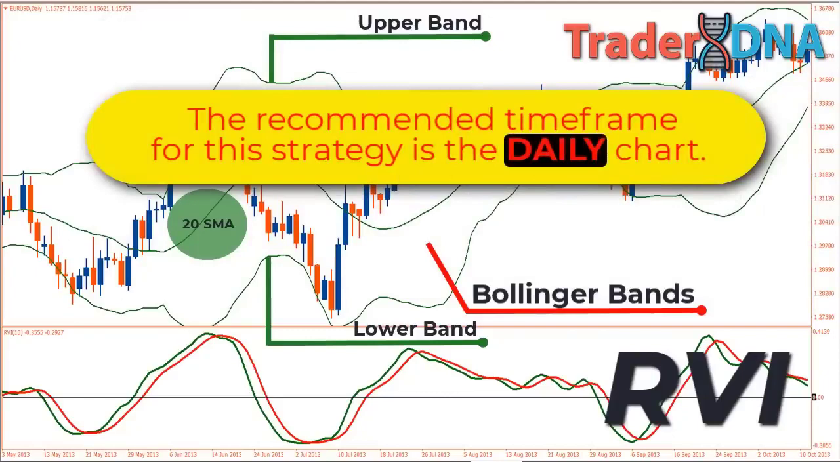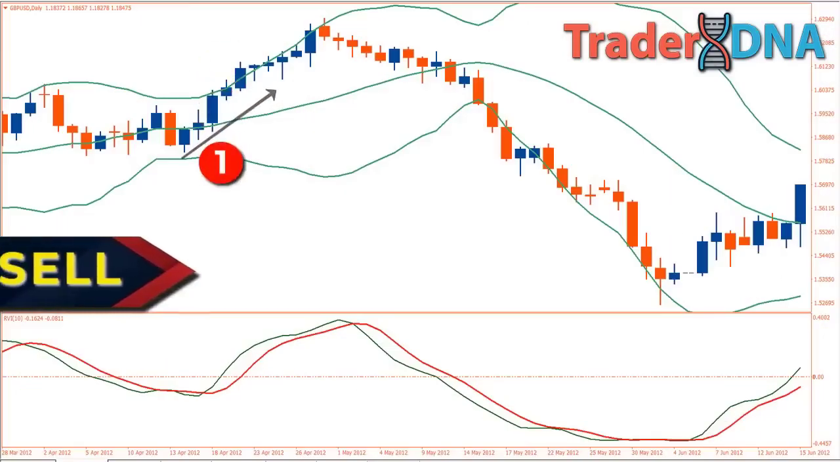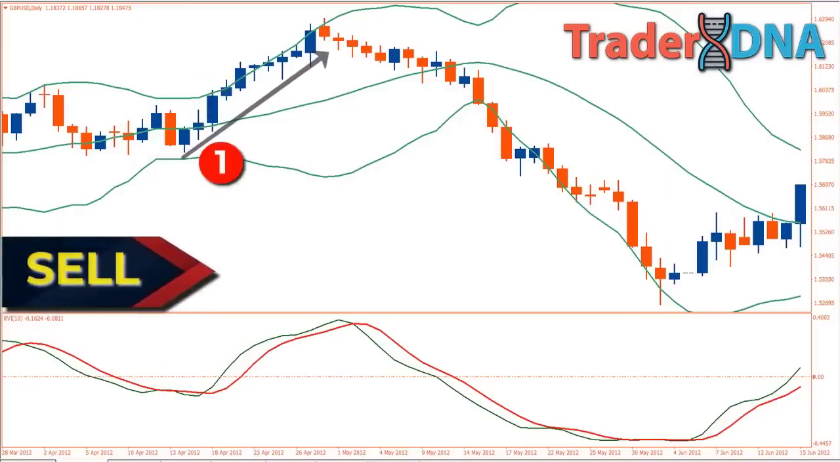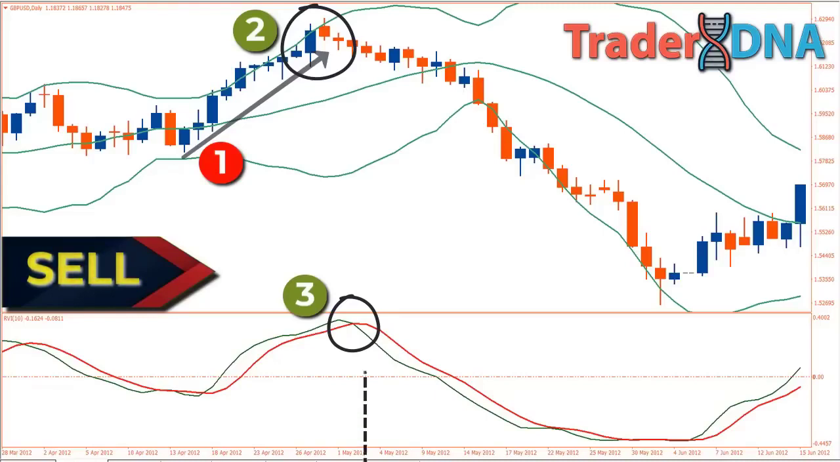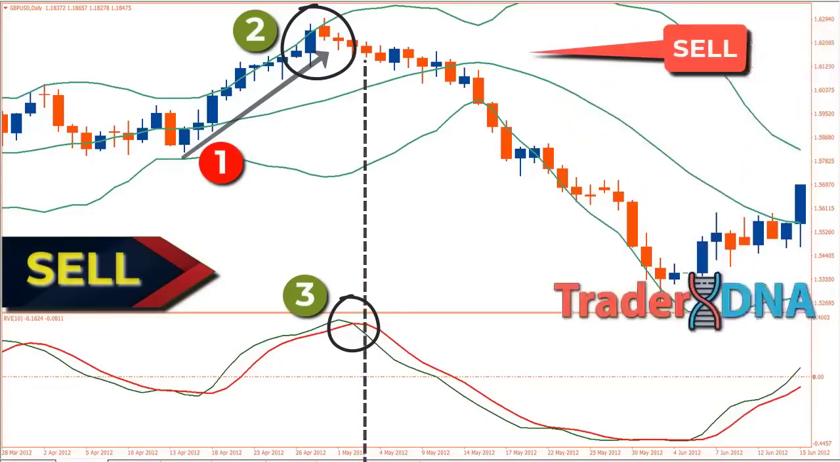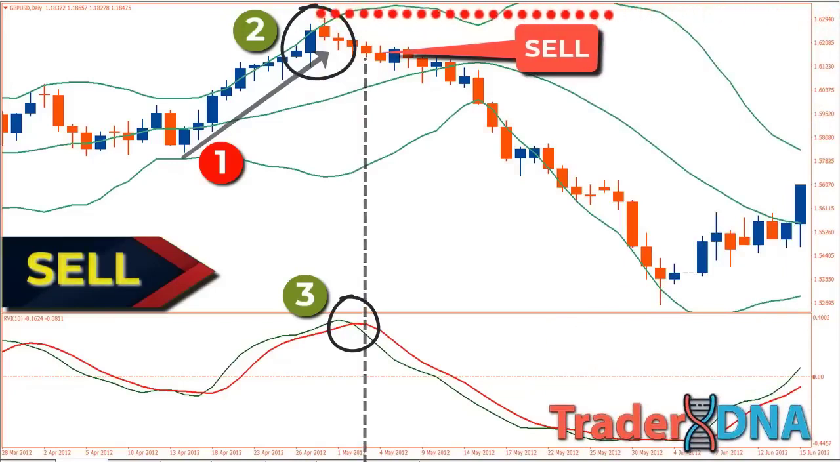First, there should be a clear uptrend on the daily chart. Second, the price bar should close outside the upper Bollinger Band line. Third, the sell signal occurs when the quick, green RVI line crosses the slow, red signal line from above in the overbought area. After the reversal is confirmed on the price chart, you can open a selling position and put your stop loss behind the local high.